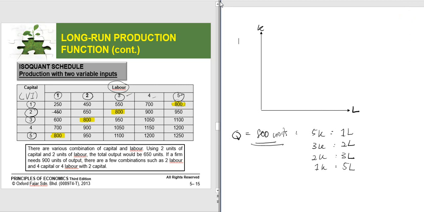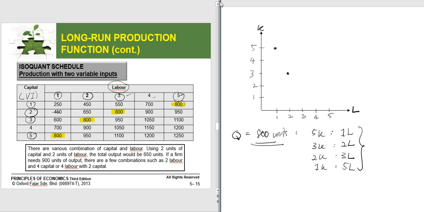Both are fine. And then you do the scaling. Let's say you do 1 here, 2, 3, 4 and 5. The same here, 1, 2, 3, 4 and 5. And then you plot all the combinations that you have. 5 capital, 1 labor, which is here. And then you have 3 capital, 2 labor, which is here.